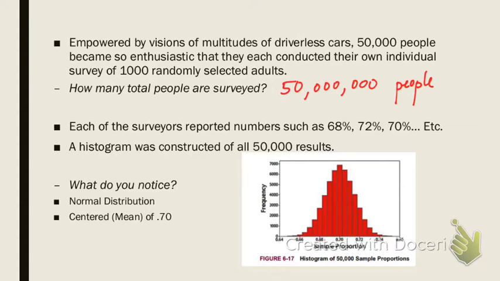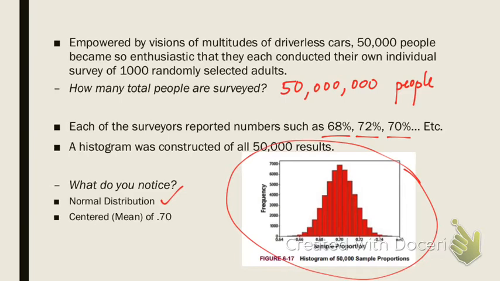So they took their average of 1,000 and they made a graph. This graph right here represents 50,000 percentages. Some got 68%, some got 72%, some got 70%. If you can see this, what characteristics do you notice about this graph? It's bell-shaped, so it's a normal distribution. Good work. And it's centered at 0.7, 70%, which in the beginning was the population mean.